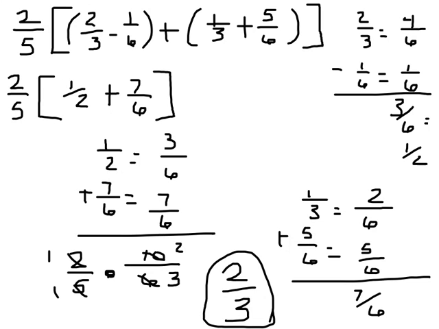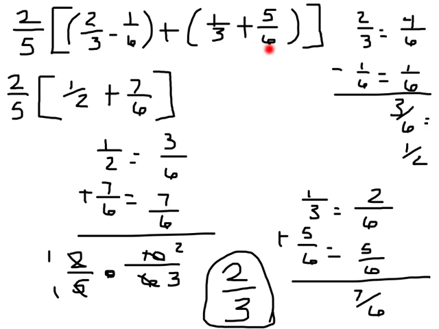Alright, now this one's going to add a few more steps. We've got 2 sets of parentheses inside the brackets. So our order of operations is we're going to do this one, we're going to do this one, then we're going to add those two, and then we are going to multiply those by 2/5. Alright, so 2/3 minus 1/6. 2/3 is 4/6 minus 1/6 is 3/6. 3/6 reduces to 1/2, so now we've got 1/2 right there.